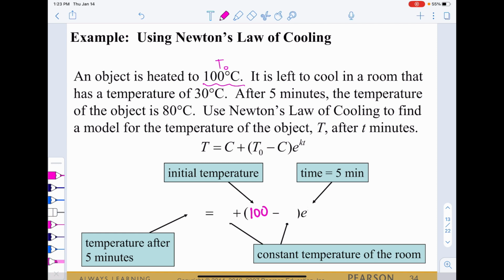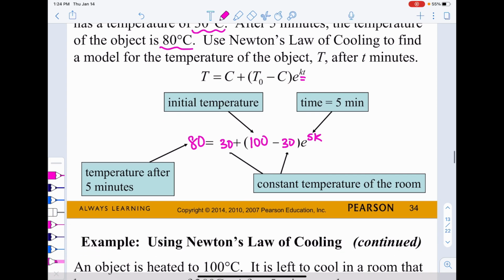And then we have the constant temperature of the room, which is 30 degrees. So that means we're going to have 30 in two places. And then we have after 5 minutes, so we're going to have a 5, but we still need the k value. They give us a time t, but they don't give us k, so we're going to have a variable k hanging out up here. And then the temperature after 5 minutes, they tell us it is 80 degrees. So just filling in the pieces. Let's simplify this down.